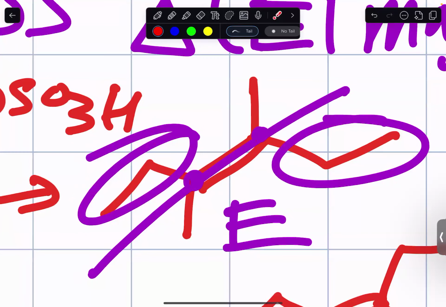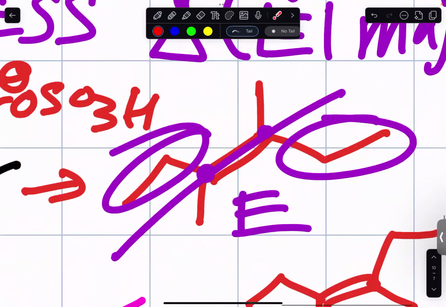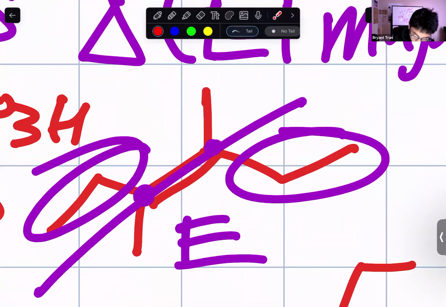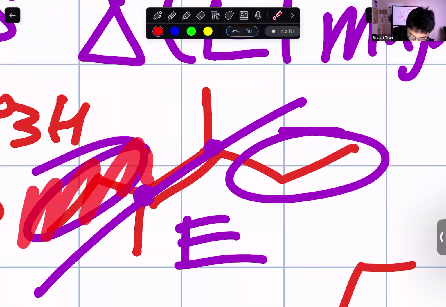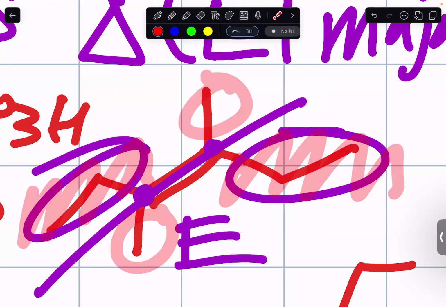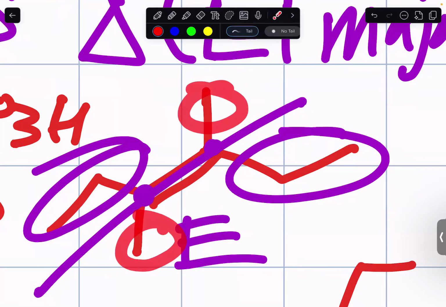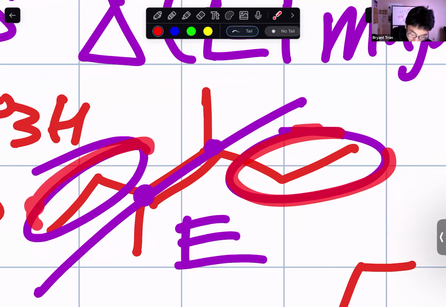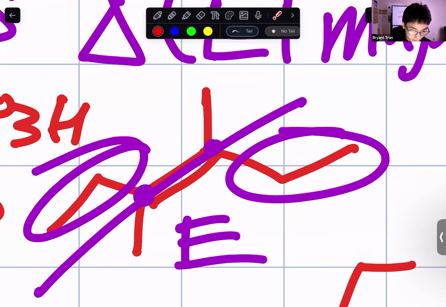What would happen if you look at the lower priority groups? If you look at the lower priority groups here and here, then you would still get E, because one is on each side, on opposite sides. That would always be the case if the highest priority groups are on opposite sides, but that's not how we usually do it or teach it. So yeah, you could do that as well. That would work as well.